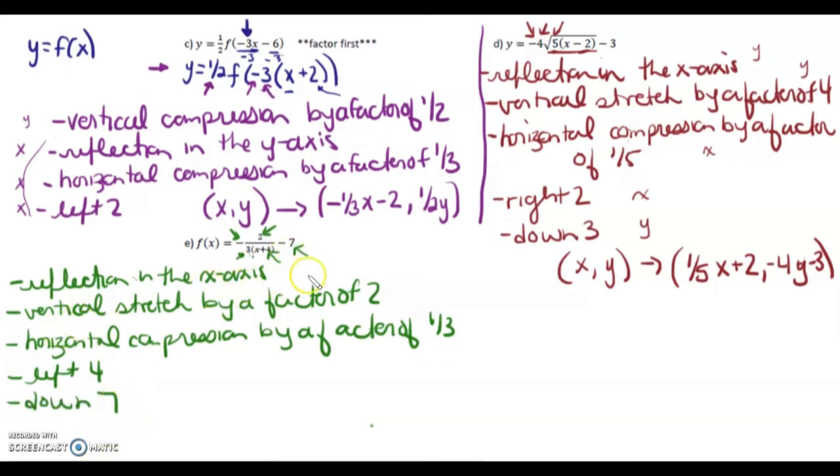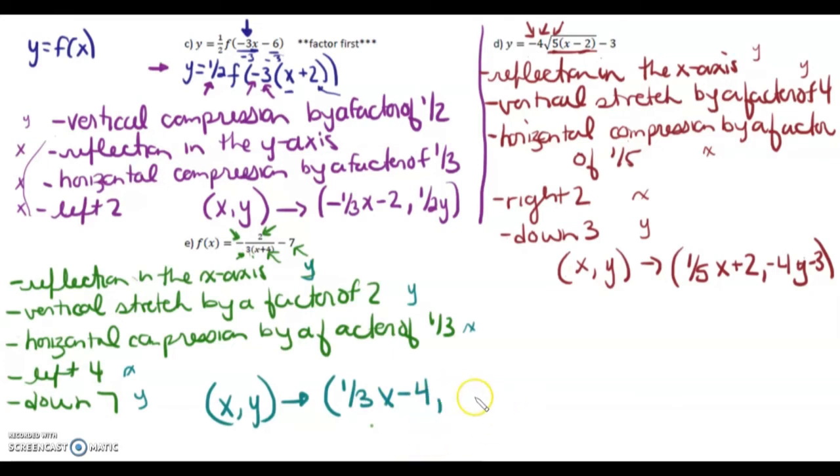Okay, reflection in the x-axis affects the y. I'm going to change color. Vertical stretch, vertical is up and down, it affects the y. Horizontal affects the x. Left x, down y. Okay, so our mapping, what affects the x? We have a horizontal compression by 1/3, so 1/3 x, and then we're going to move it left 4. And in regards to the y, we have -2y minus 7.